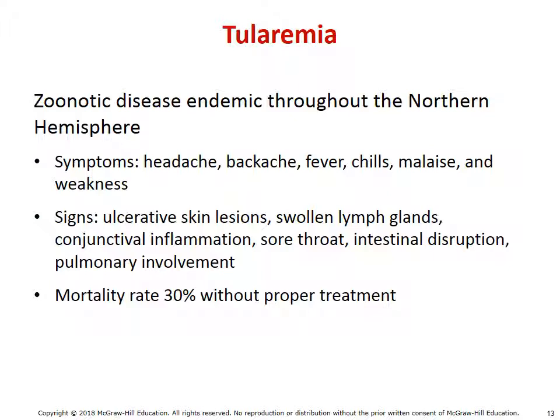As far as the signs and symptoms, they're pretty vague. We see things like headache, backache, fever, chills, malaise, and even weakness. But then we can see signs like ulcerative skin lesions that might start to suggest a probable cause. And without treatment, we do see a mortality rate of around 1 in 3. And so the idea here is, in places where this is endemic, we should be looking for it as a possible cause. But let's talk about that for a minute.